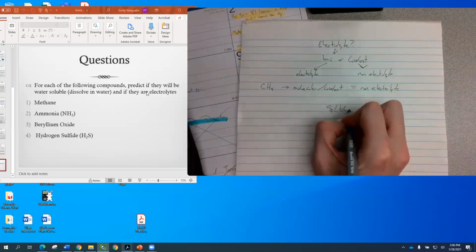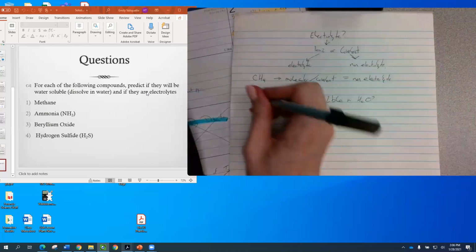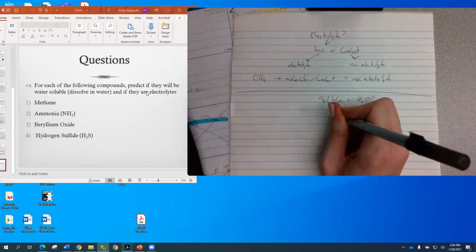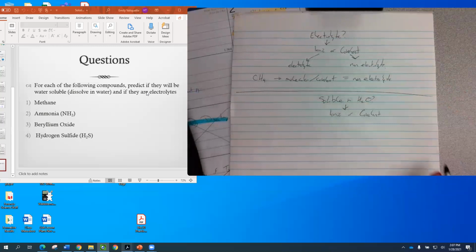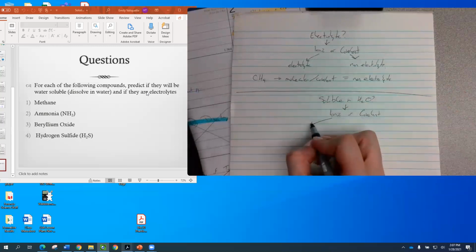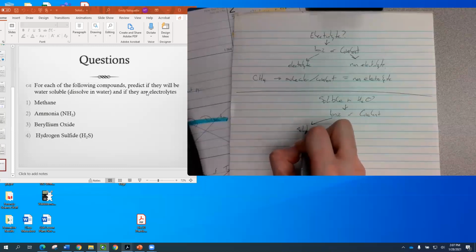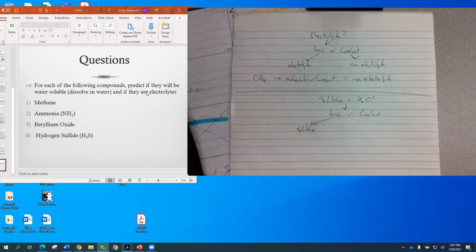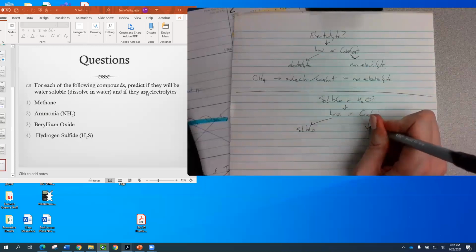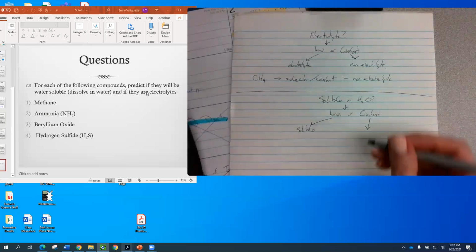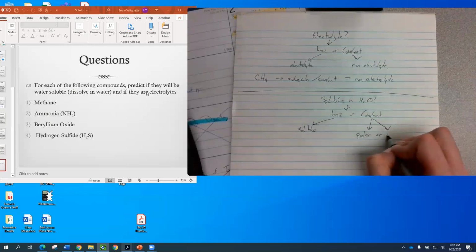So is it soluble in water? The first thing that we're going to look at is, once again, is it ionic or is it covalent? If it's ionic, it's pretty simple. If it's ionic, it is going to be soluble. However, if it's covalent, we then have to figure out if it is polar or non-polar.